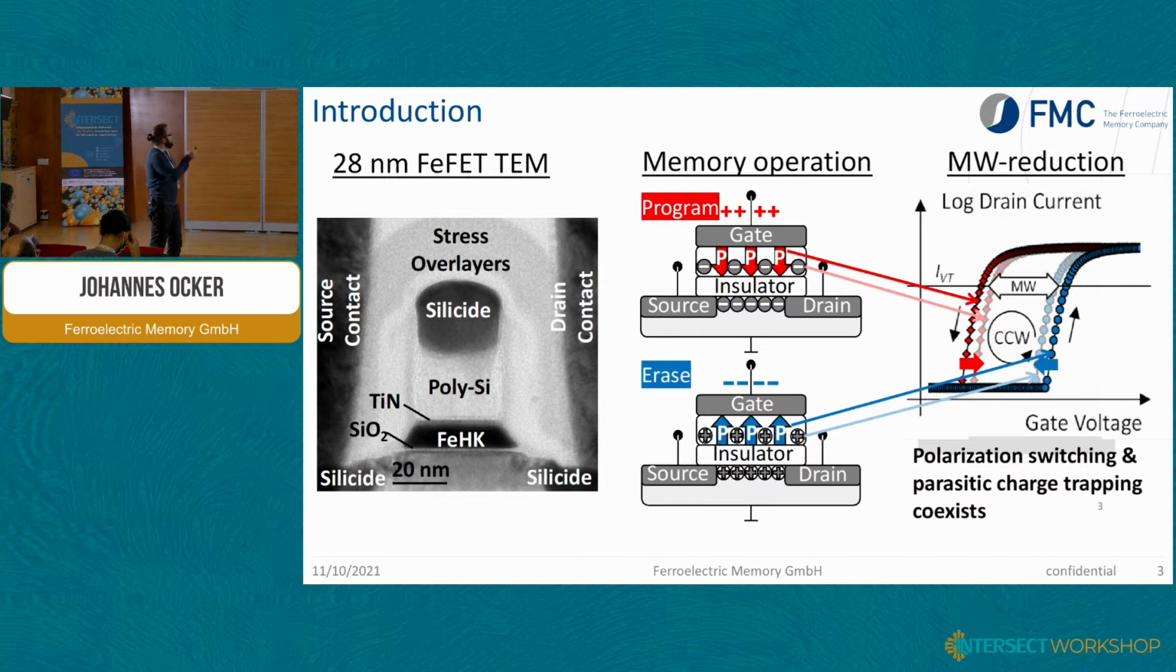Basically the trapping will modulate these two states. It will either close them or completely shift up the low VT above the high conductance state. And then you actually don't have a memory window anymore, so there's nothing you can actually sense.